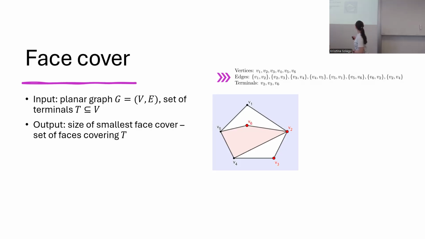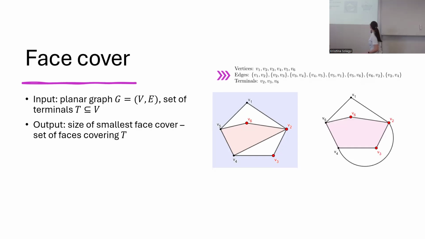But yeah, so what you may notice is that here this edge is not in the best position. We could just pull it out, and we can embed the same graph like this. So we just took this edge v2, v4, we pulled it out, and now we can cover these 3 terminals by one face. So in this case, for this graph and this set of terminals, the face cover number is 1. And so this is our task, finding the smallest face cover, but it also includes finding the best embedding which achieves this face cover.